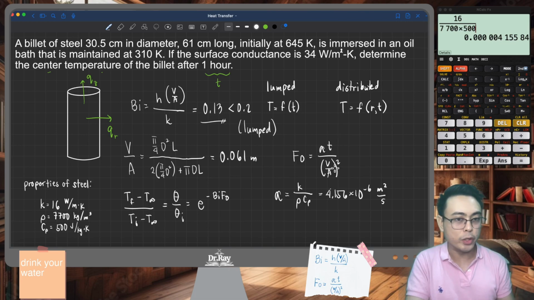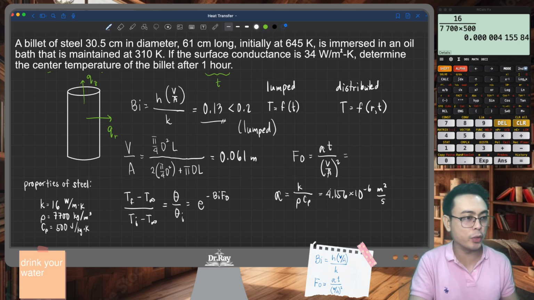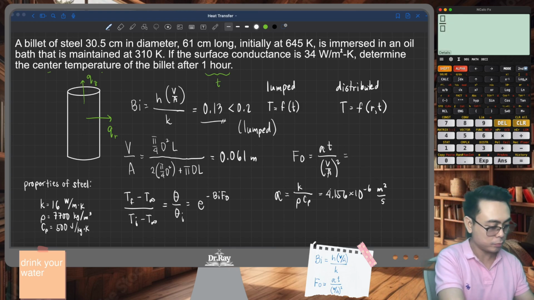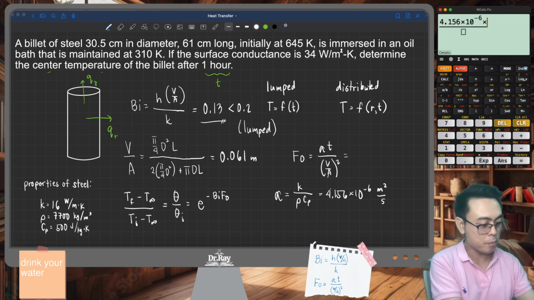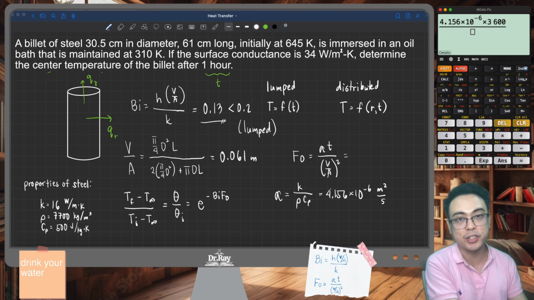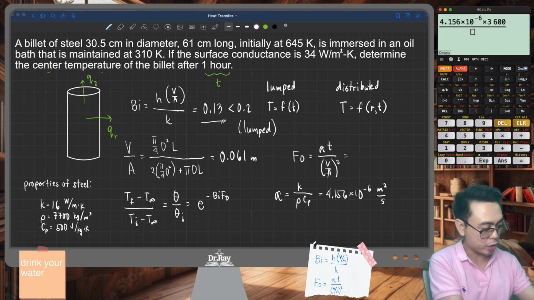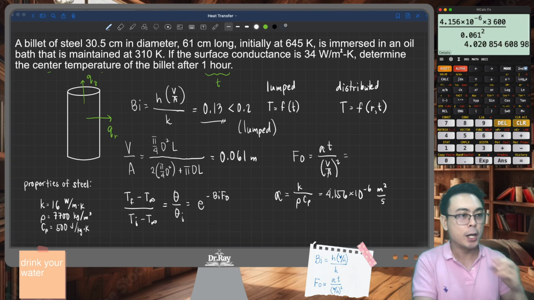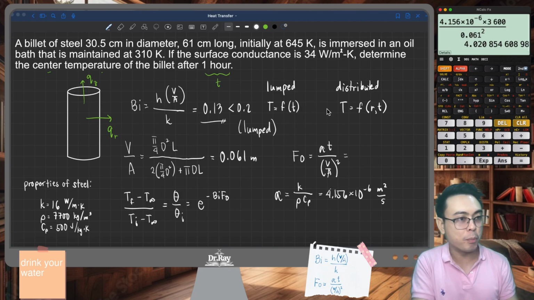So this is the alpha that you're going to use for the formula of the Fourier number here. But do not forget, when you substitute the time here, it's not supposed to be in hours. It's supposed to be in seconds, because take a look at your thermal diffusivity. It's expressed per second, right? So be very careful with your units. Let's substitute for the Fourier number: alpha times time. So 1 hour is equivalent to 3,600 seconds, divided by V over A squared. Earlier, we calculated V over A to be 0.061, and we get the square of that. I'm getting a Fourier number of 4.02.